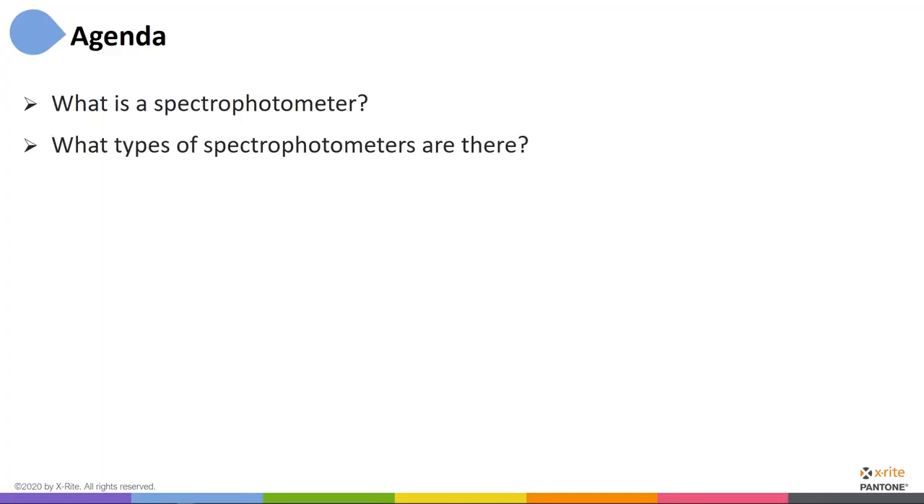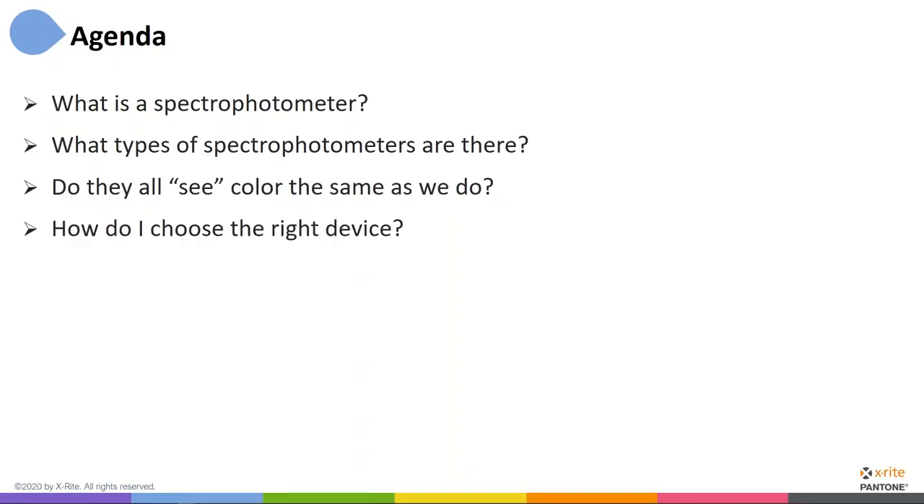So our agenda, we're going to talk about a number of things. First of all, what exactly is that big long word, spectrophotometer? What does it mean? What types of spectrophotometers exist in the world? Do those devices all see color the same as we do as humans? And then ultimately, how do I choose the right device? If I'm going to measure something or want to look at and assess the color of something, how do I pick the right device? So we'll go through each of those.